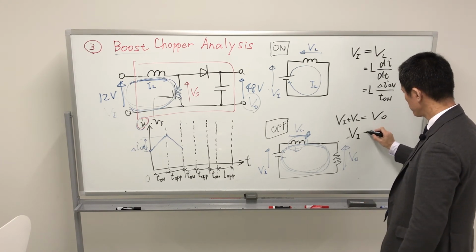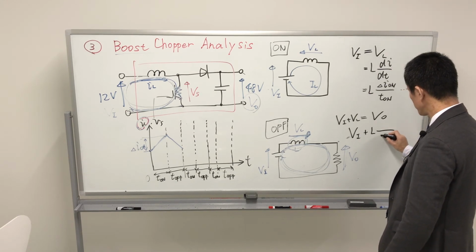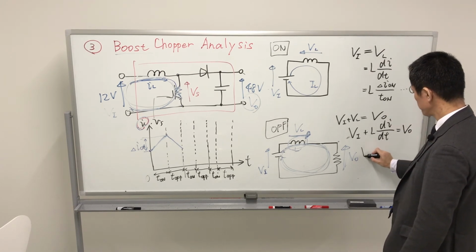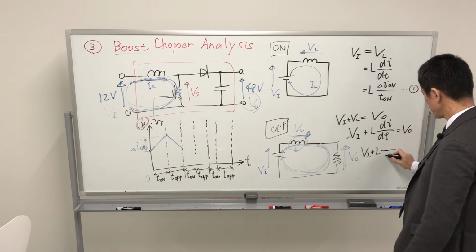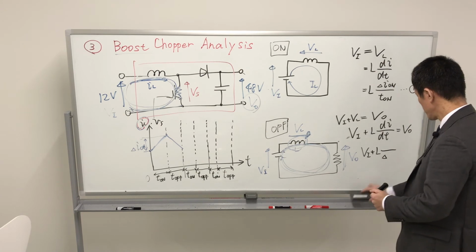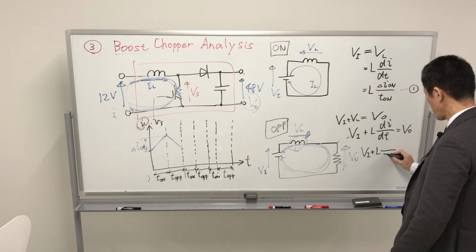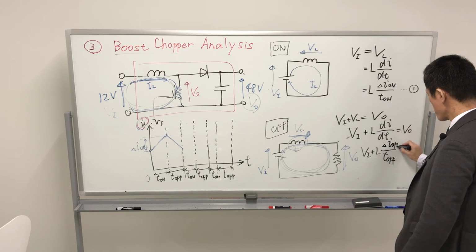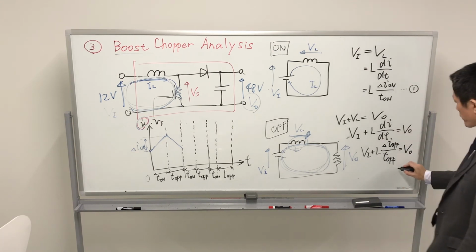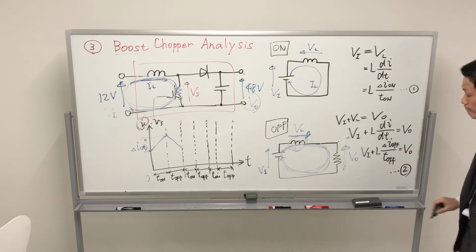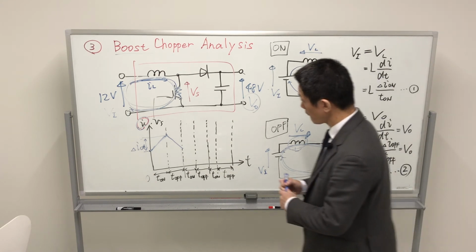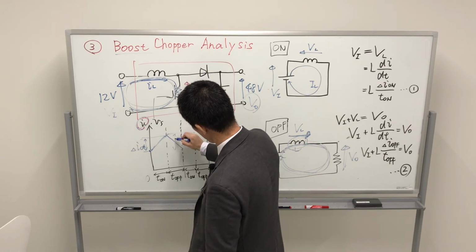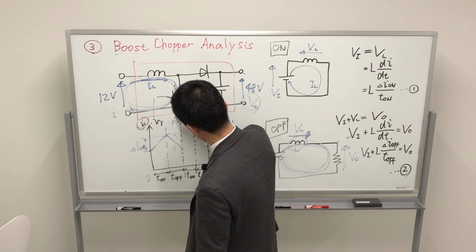V in, this T off. You will define this value. This value will be delta I off.